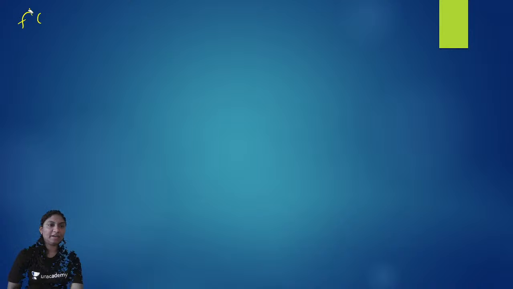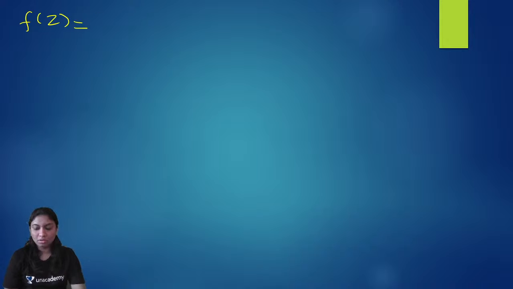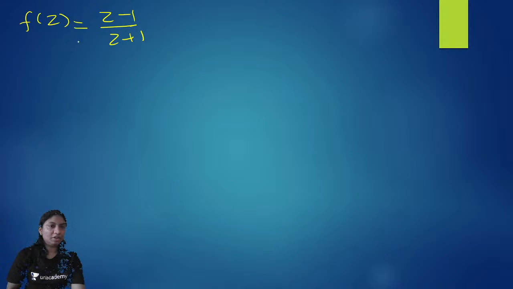For first of all we will write f of z. So here f of z is equal to z minus 1 upon z plus 1, right? So f dash of z, what will be your f dash of z here? Therefore f of 1 is equal to, put z equal to 1: 1 minus 1 is 0, so f of 1 is 0.